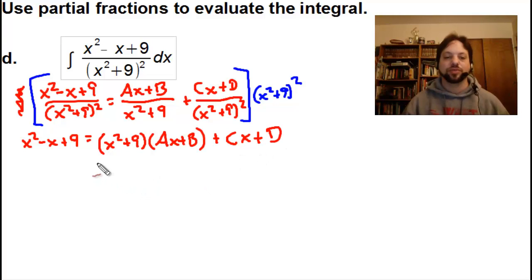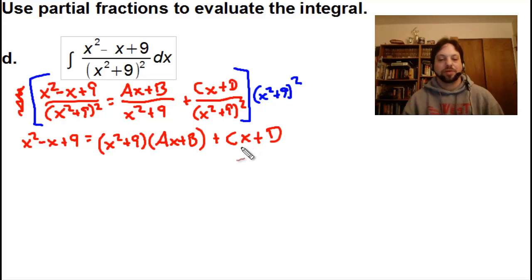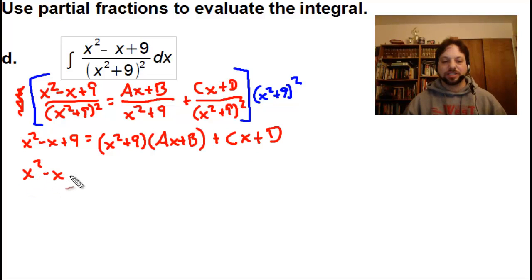Now, in this situation, we can try substituting some values for x as we've done in the past. But there's no value of x that will cause this to zero out. We're not going to be able to get this to zero out completely. I can plug x equals 0 in. That'll still leave a d and a b. One thing I might want to consider is to simply multiply out the right side.